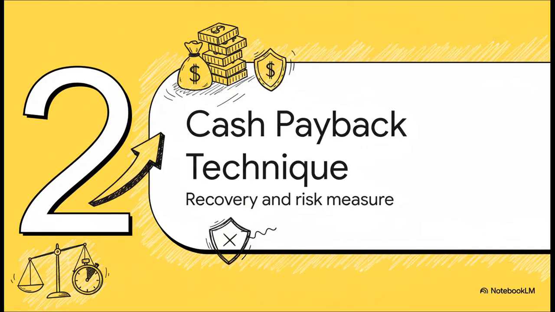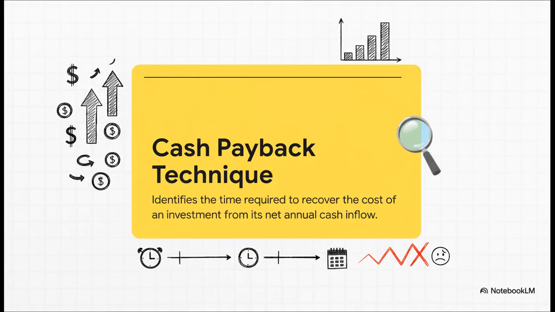All right, now that we have the process down, let's move into Section 2 and start looking at the tools. We're going to begin with our first quantitative method, the cash payback technique. It's probably the simplest measure out there, and it's really valued for its straightforward focus on two things: investment recovery and risk. So what question does the cash payback technique answer? It's really simple. How fast do we get our money back? That's it. It identifies the time period required to recover the cost of an investment from the net annual cash inflow that the investment produces. And, the general thinking is the shorter that payback period, the less risky the project is.